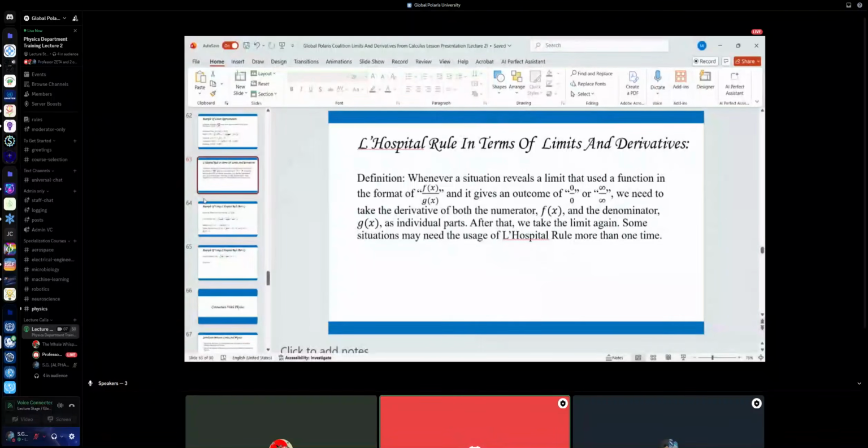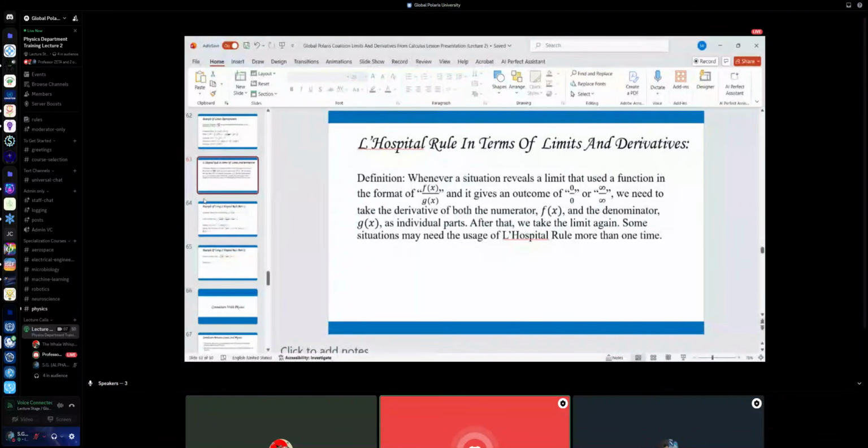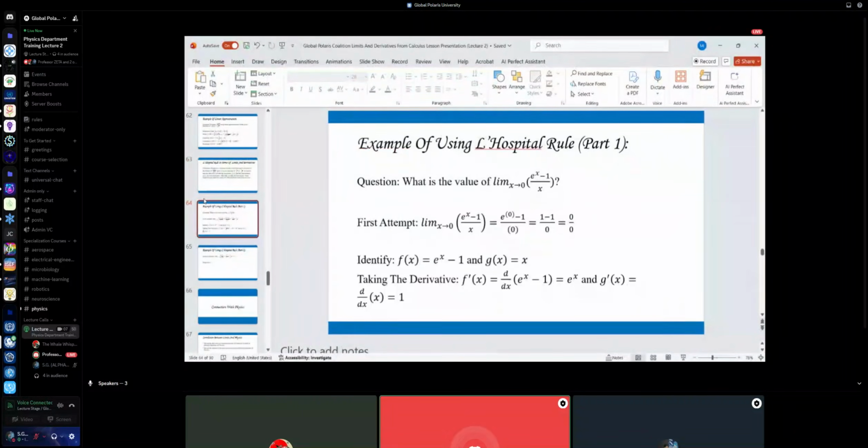L'Hopital's rule basically connects limits and derivatives. For a limit, if we are given a rational function, but our outcome is 0 over 0 or infinity over infinity, then how does that make sense? Basically, we need to eliminate this. We need to find the derivative f prime by itself and g prime by itself, and then take the limit again. If we again get 0 over 0 or infinity over infinity, then we apply L'Hopital's rule again.